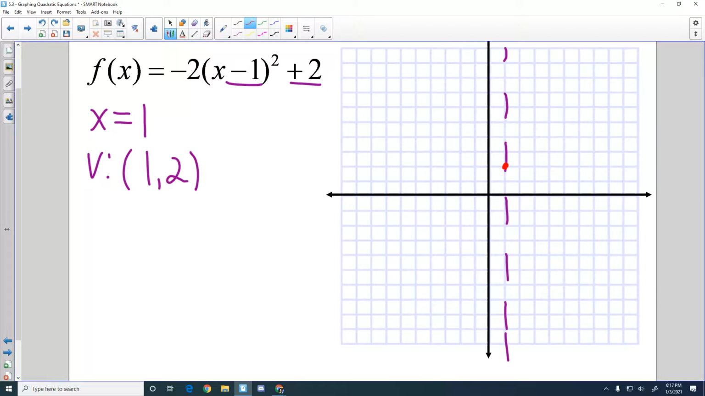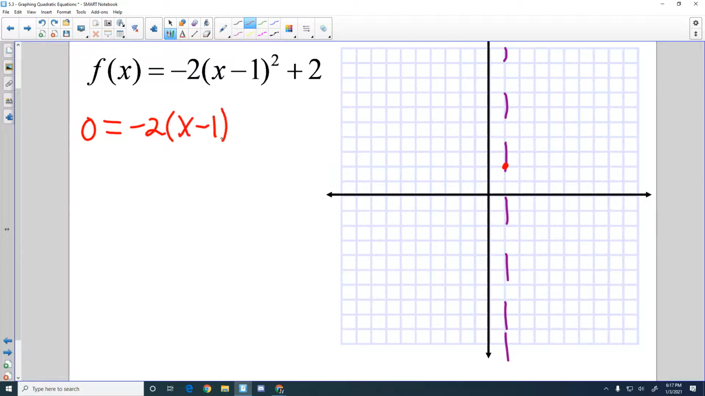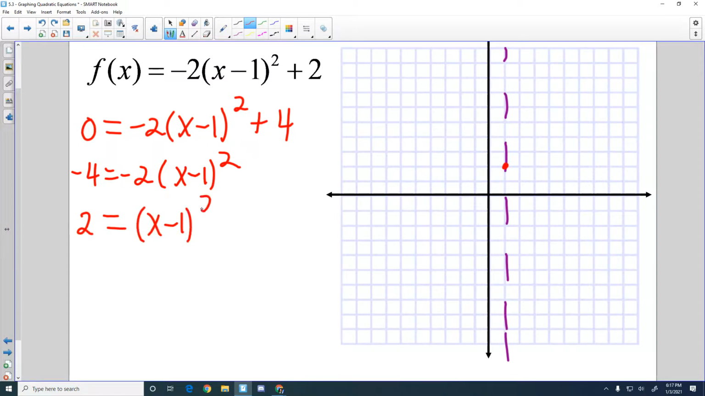Now from here, let's get some more points. Let's try to find those x-intercepts, which we calculate by making the y a 0. So we'd write 0 equals -2 times x minus 1 squared plus 2. And just solve this for x. I'm just going to start canceling stuff out. I'm going to subtract 4 from both sides first. Then I'm going to divide by -2 because that's out in front of the parentheses. I want to get rid of that. That brings us to a positive 2 equals x minus 1 squared.